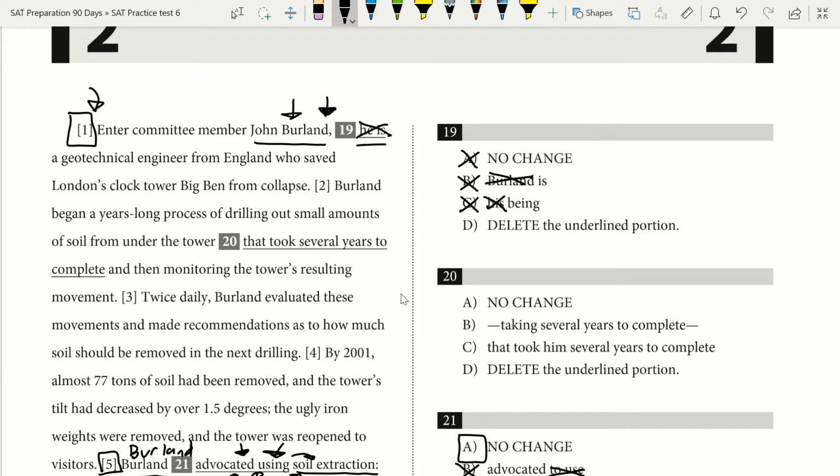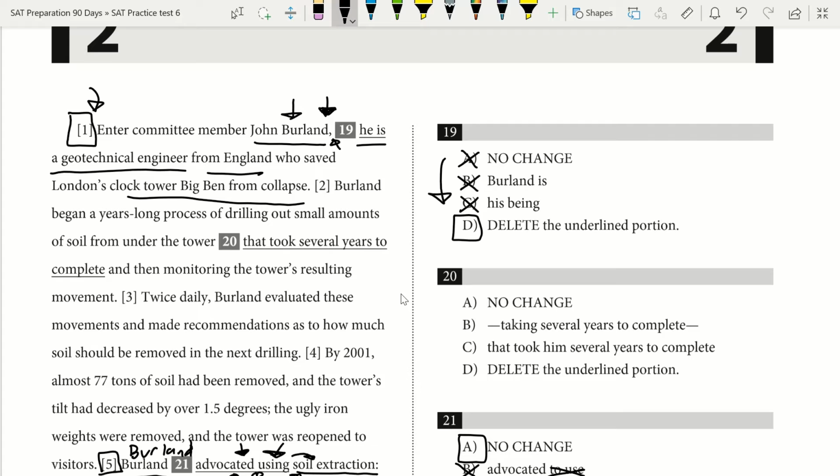So in this case, I don't want to say Berlin again, and I don't want to say his again, and I don't want to say he again. So options A through C are going to be wrong. What I want to do is just delete that underlined portion, keep that comma there, which has to be kept anyway since it's not underlined, and then just say a geotechnical engineer from England who saved London's clock tower, Big Ben, from collapse.